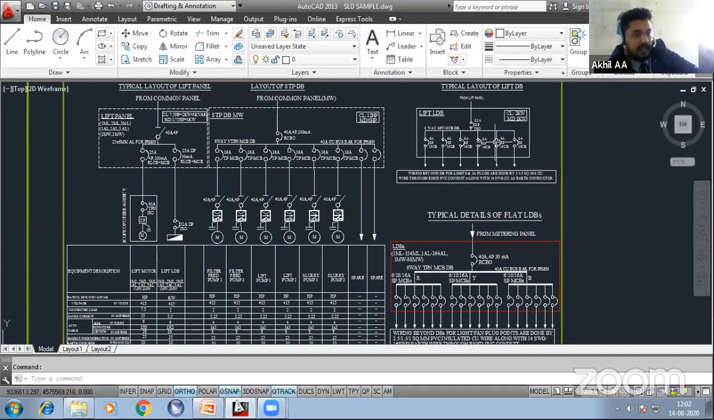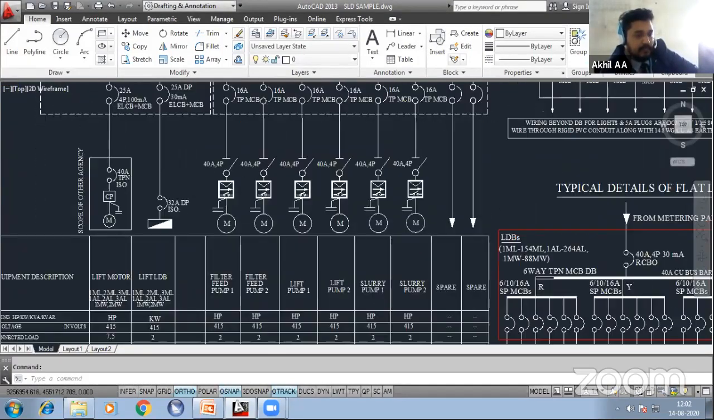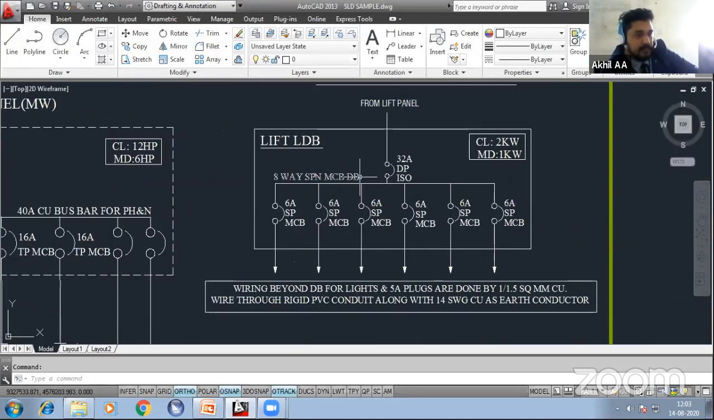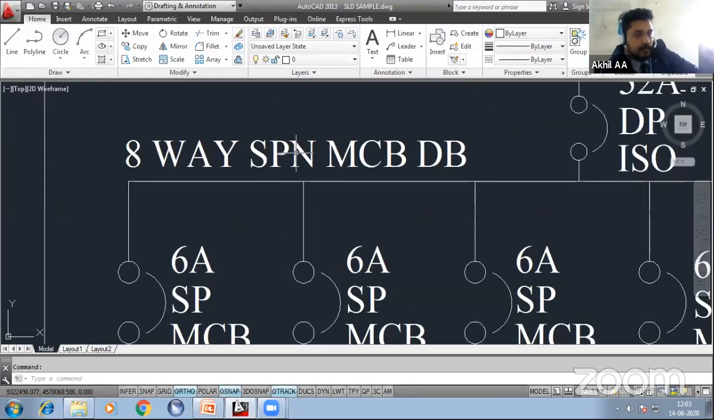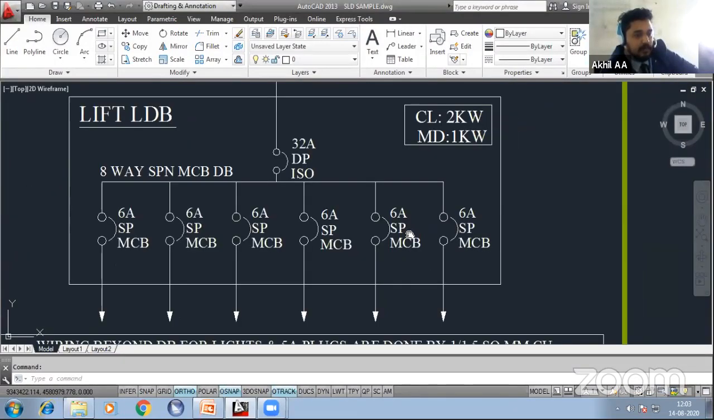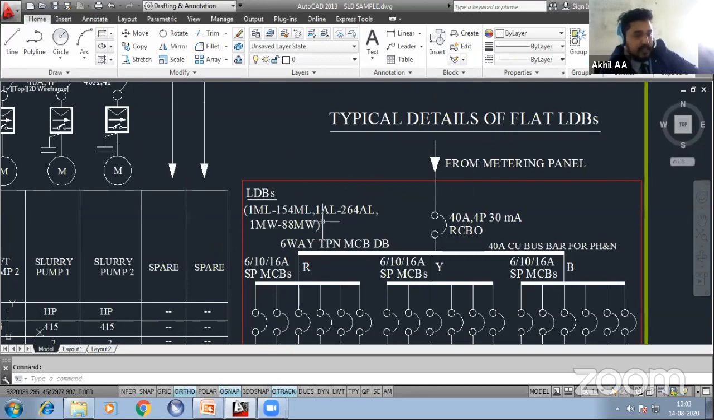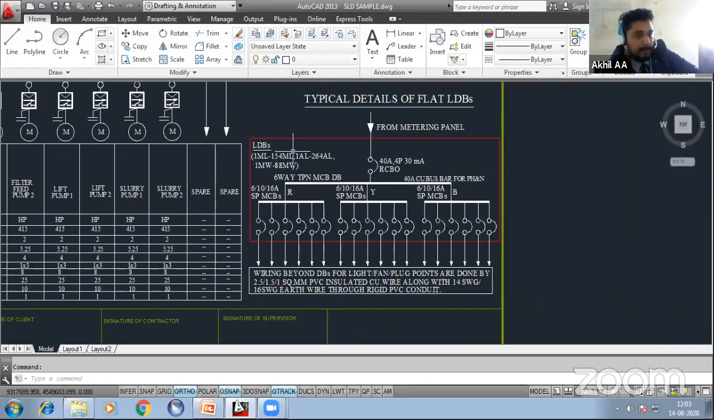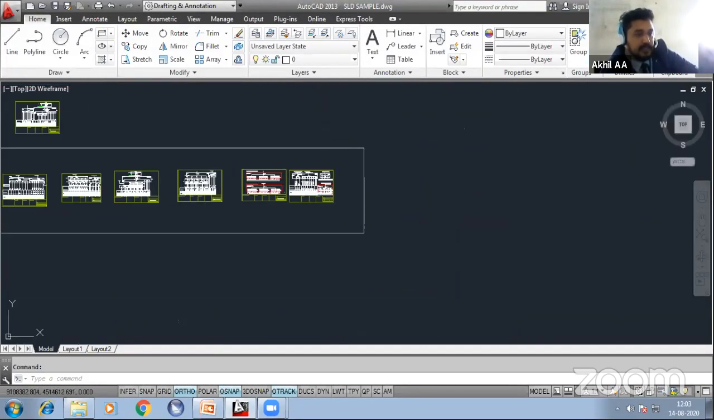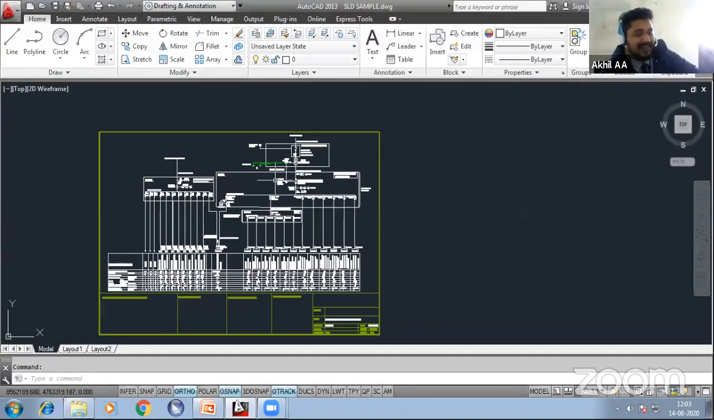Okay, and this lift DB is again elaborated here. You can see an 8-way SPN MCB DB. This is the representation of a single pole neutral, that is a single phase DB. Connected load, maximum demand, all the details are given here, and typical details of LDBs are given here. So all the details will be coming in the single line diagram presentation.